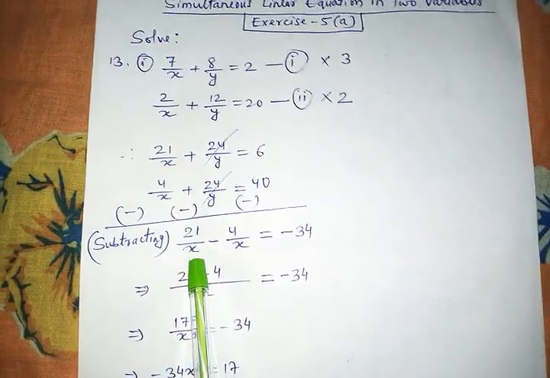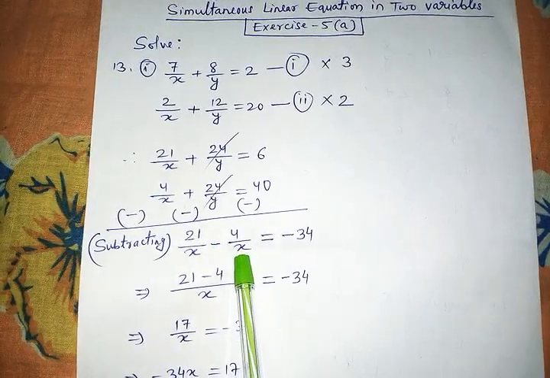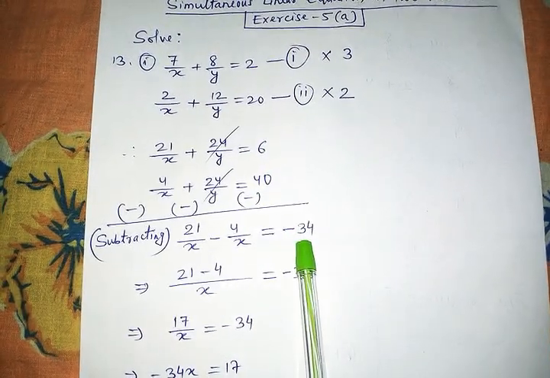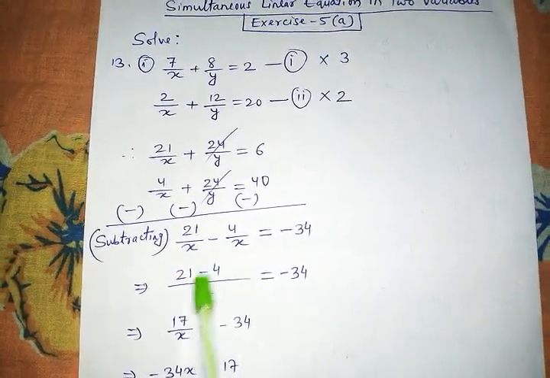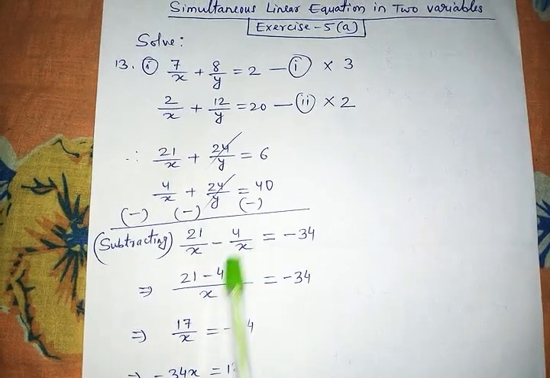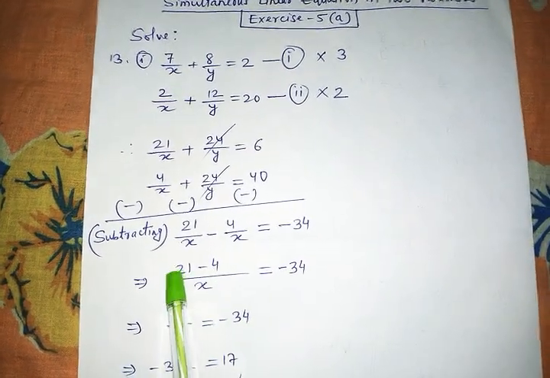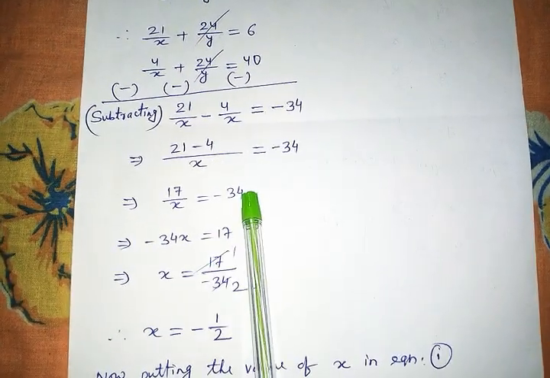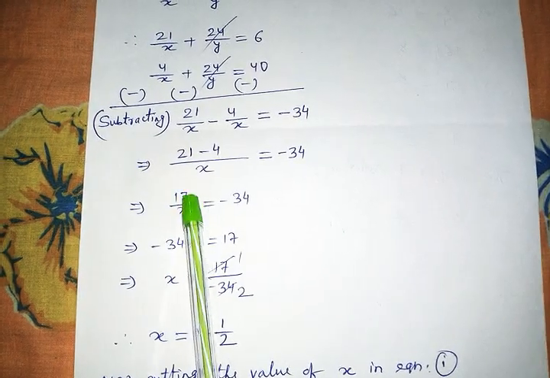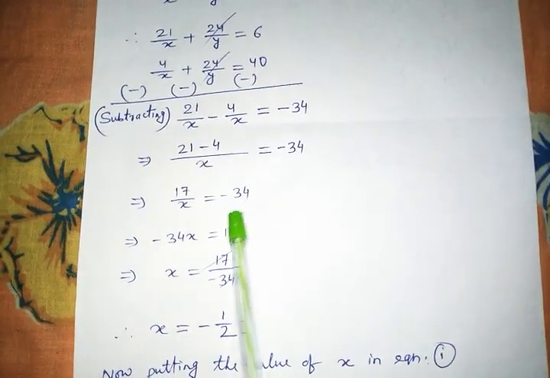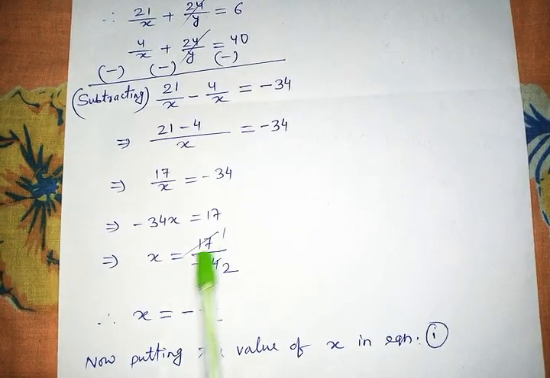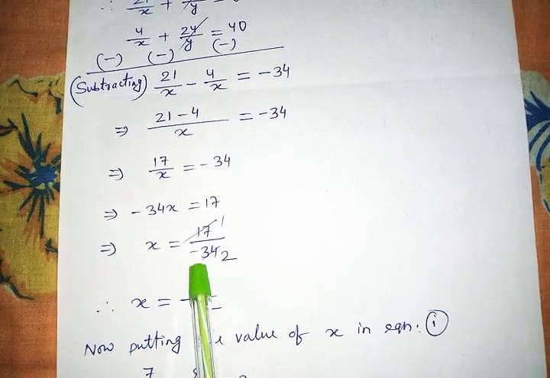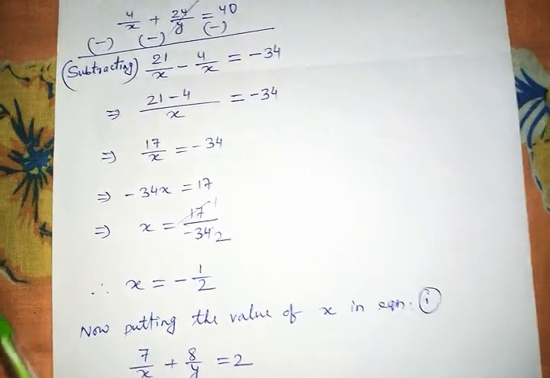Now 21 by x minus 4 by x. Fraction numbers we don't add or subtract directly, we do LCM. And 6 minus 40 is minus 34. So the LCM of x and x is x, and 21 minus 4 will be the same, and minus 34. 21 minus 4 is 17 by x equal to minus 34. So here minus 34 into x, minus 34x. 17 ones are 17 because there is 1 below 34. So x equal to 17 by minus 34. 17 ones are 17, 17 twos are 34. And minus is here. Minus 1 by 2 is the value of x.